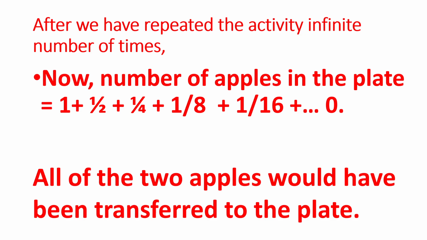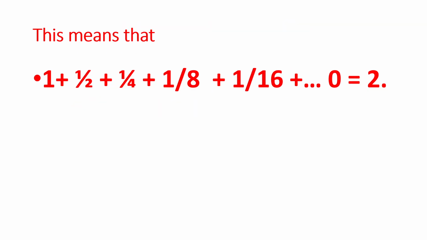0 apples would be left outside the plate and all of the 2 apples would have been transferred to the plate. So this means that whatever we added there, 1 plus half plus 1/4 plus 1/8 plus 1/16 and so on up to 0, equals 2. The sum of all this infinite number of terms equals 2.